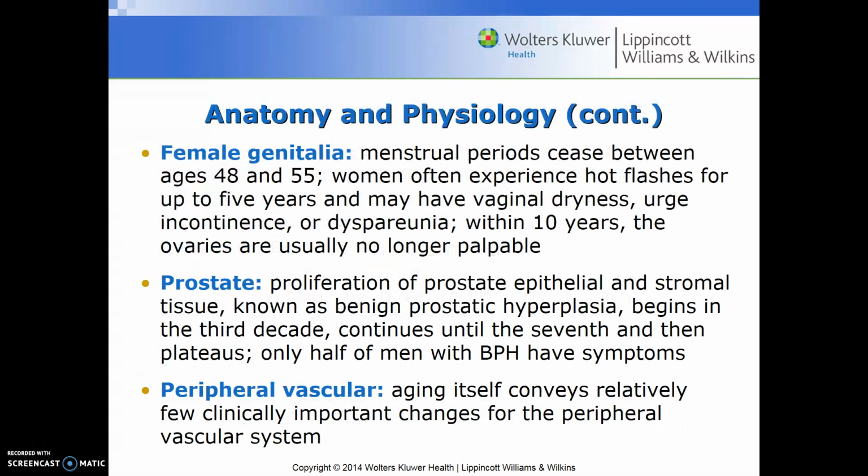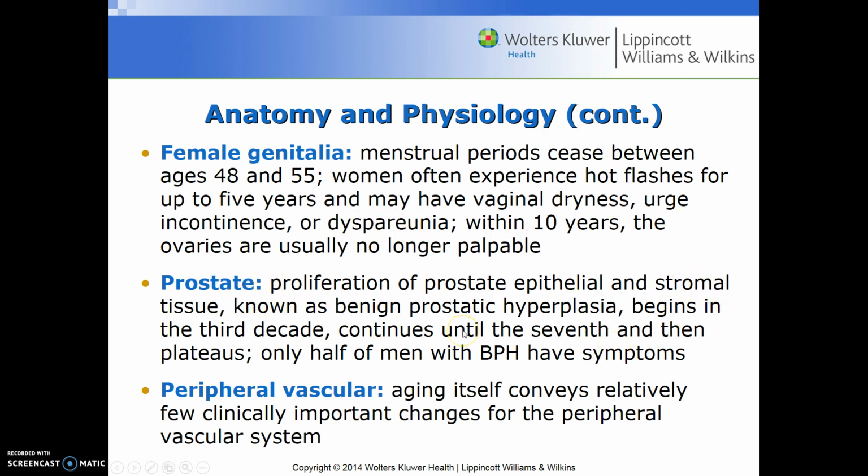Female genitalia, this is all about cessation of menstruation between 48 and 55. Often women experience hot flashes for the first 5 years. They might have, and probably will have, vaginal dryness, urge incontinence, or dyspareunia. And in about 10 years, the ovaries are no longer palpable.